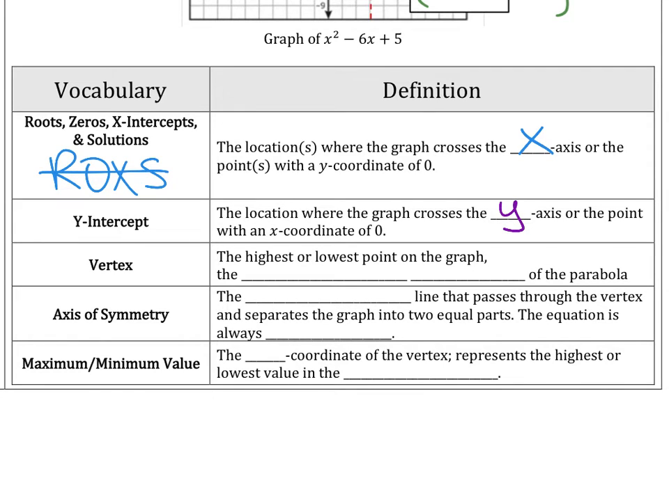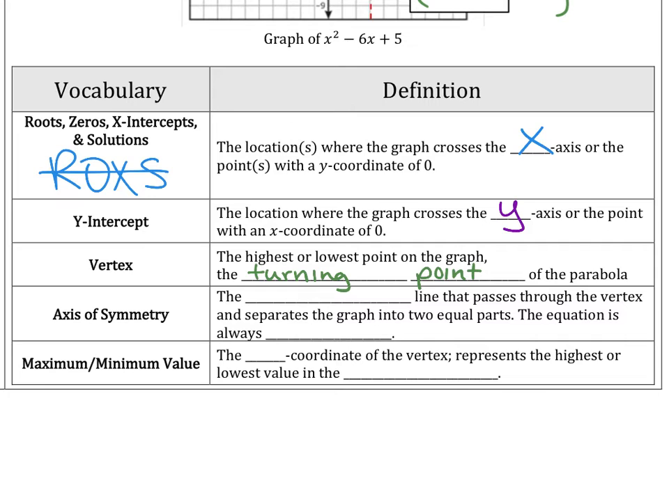There may be 2 x-intercepts. There will always only be 1 y-intercept, period. The vertex is the highest or lowest point on the graph. We're also going to be calling it the turning point. So it's when the graph changes from decreasing to increasing or increasing to decreasing.